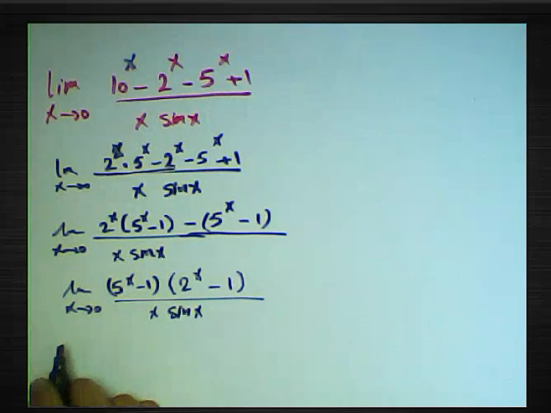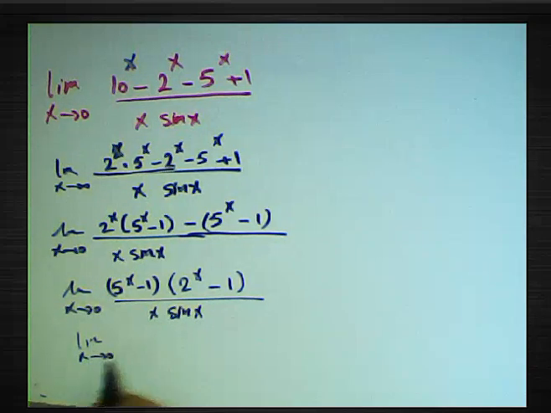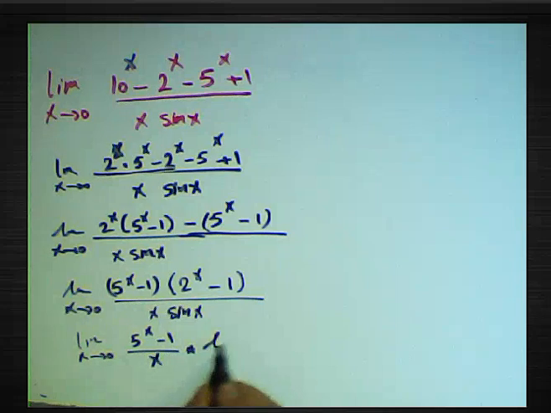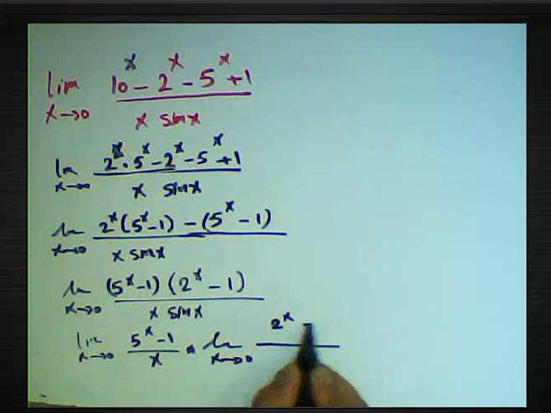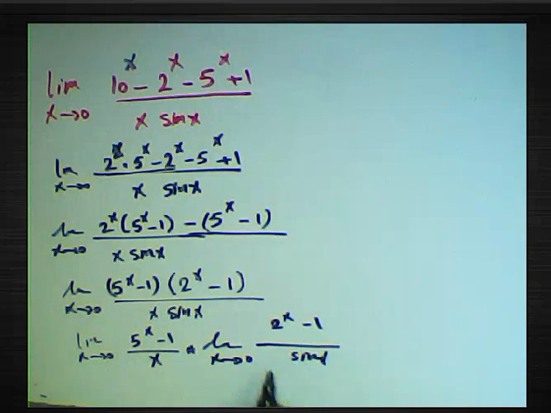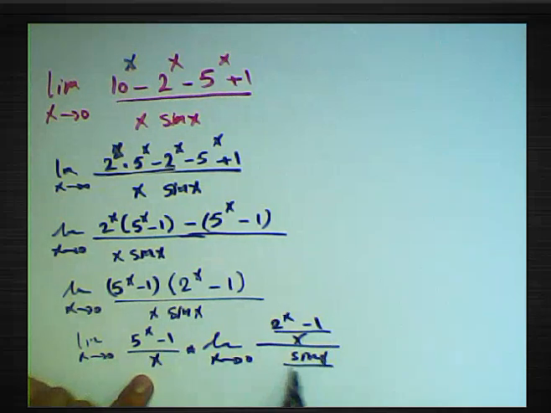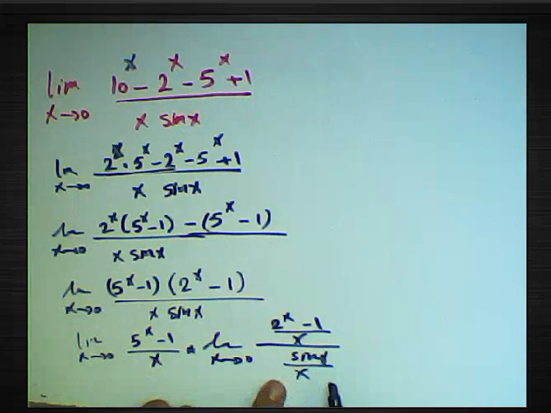And we can write the limit as x approaches 0 of 5 power x minus 1 over x, multiplication by the limit as x approaches 0 of 2 power x minus 1 over sine x. I write x here and sine x here, and then we can use the rule by dividing by x here and dividing by x. This is the rule the theorem tells us. The result here will be 1 and the result here will be ln 5.